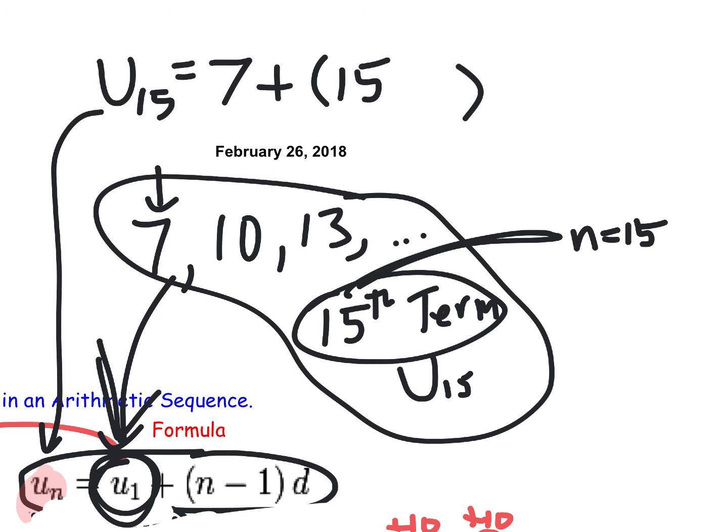Whatever term you're finding, that's what n is. Minus 1 times d, the common difference. What was the difference each time? Well, as this kept going from here to here, and here to here, it was adding 3 each time. So that's plus 3.